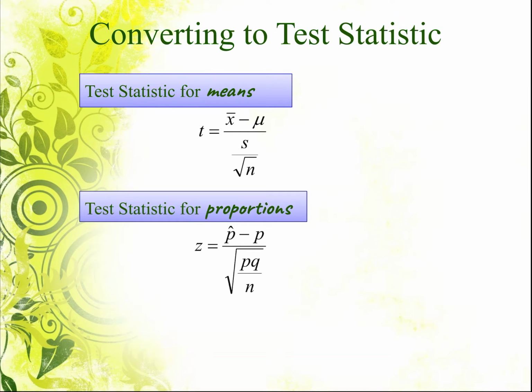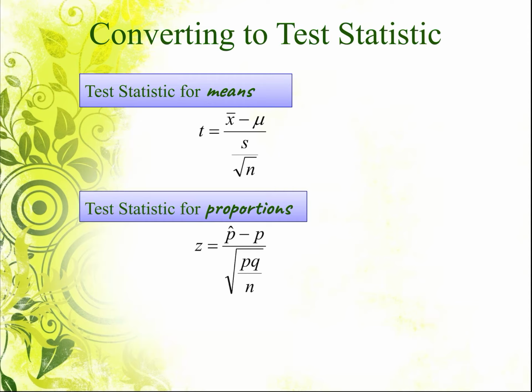Notice this test statistic deals with proportions. So when we're using an example dealing with a sample proportion, we'll be using the z-score test statistic. Z is equal to the sample proportion minus the population proportion divided by the square root of the population proportion times its complement divided by n. Please make sure you write these down, which one to use when.